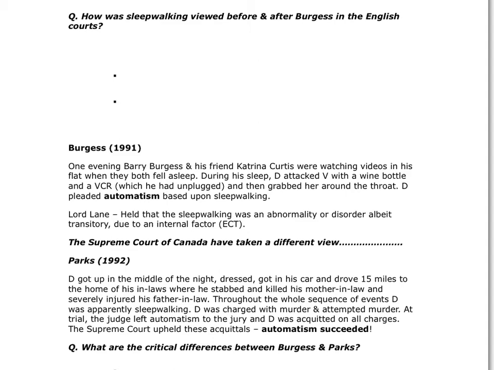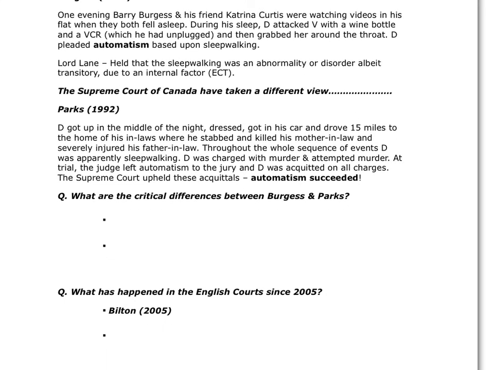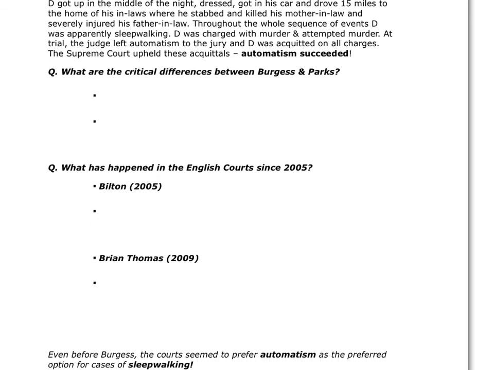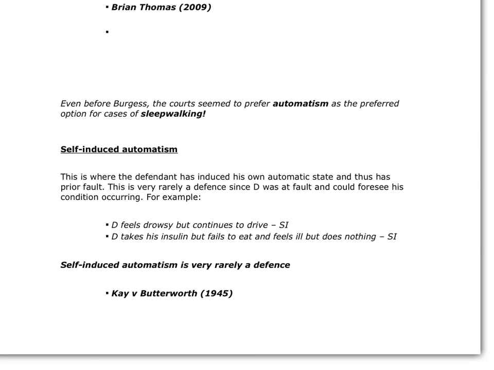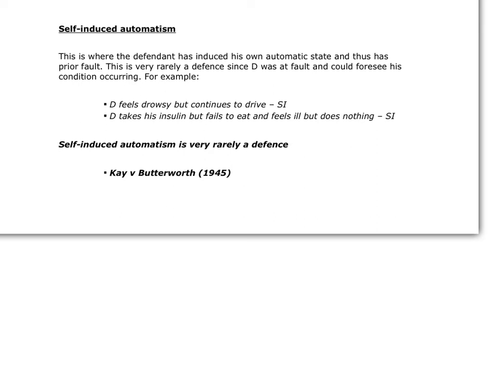Right, so the rest of the sleepwalking case is exactly as on the insanity handouts. So you just need to copy and paste that.